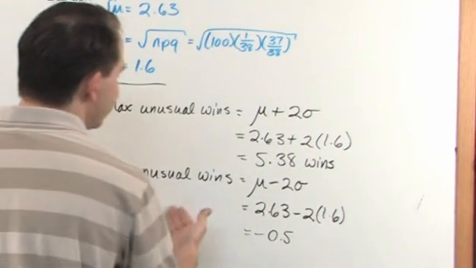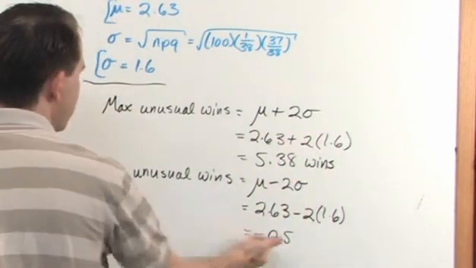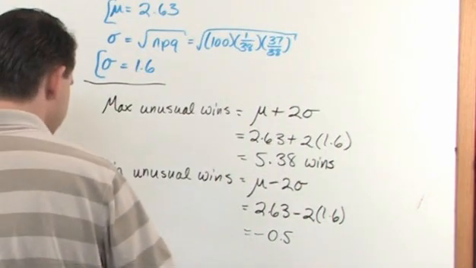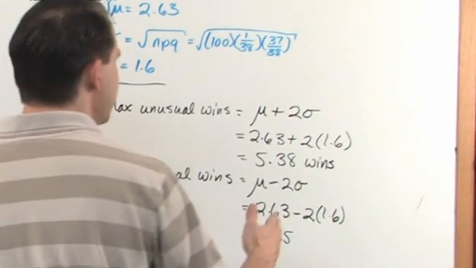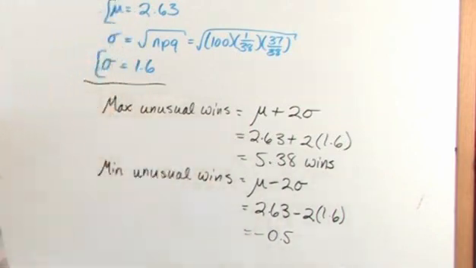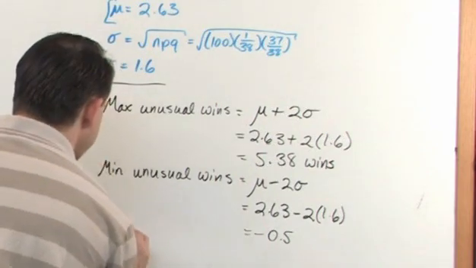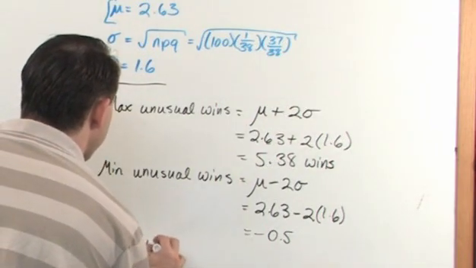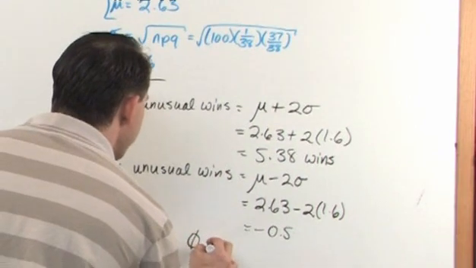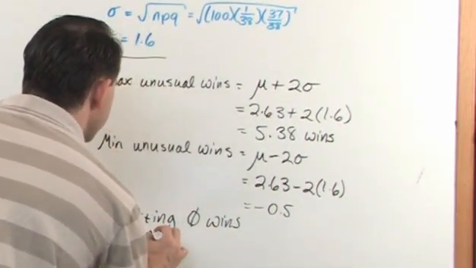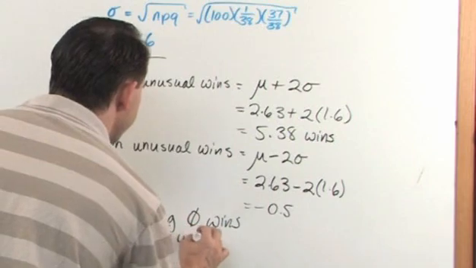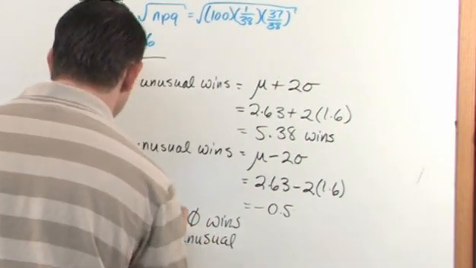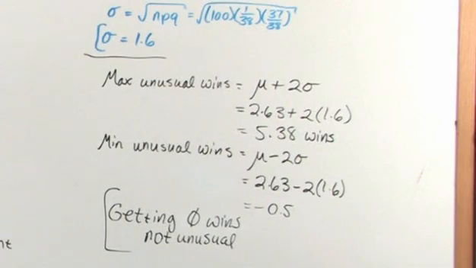Because normally you should get positive numbers for everything. We actually got a negative number for the minimum number of wins. All that means is that statistically speaking, 0 falls within 2 standard deviations of the mean. So getting 0 wins is not really unusual. So I'll just write it down like that. Getting 0 wins is not unusual. And again, it's all defined in terms of what we talked about before. It just means 95% of us are going to be between those boundaries. So getting 0 is not really out of bounds. It wouldn't be considered an incredible streak of luck.